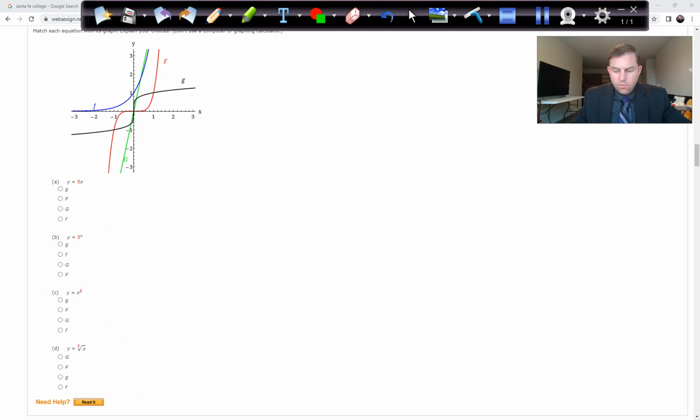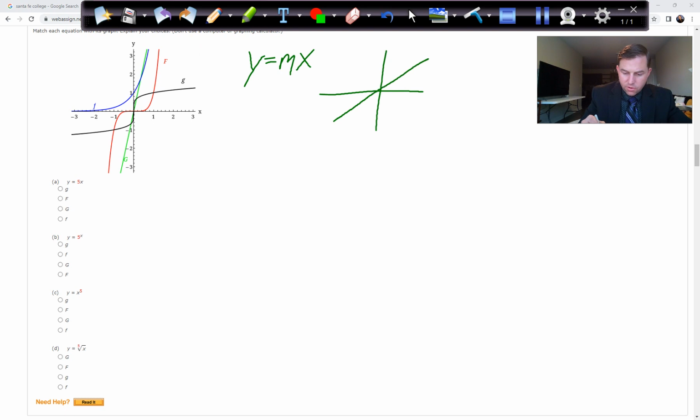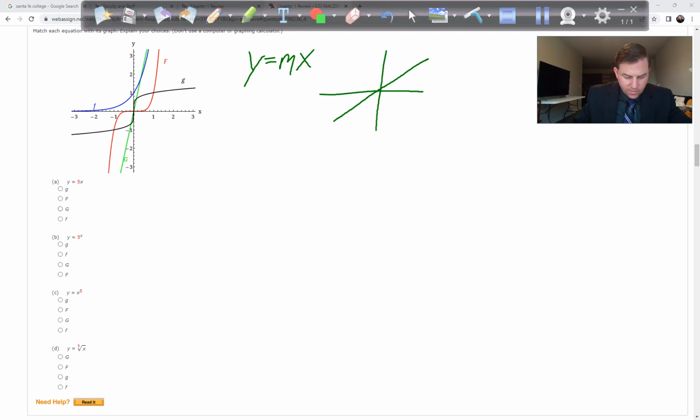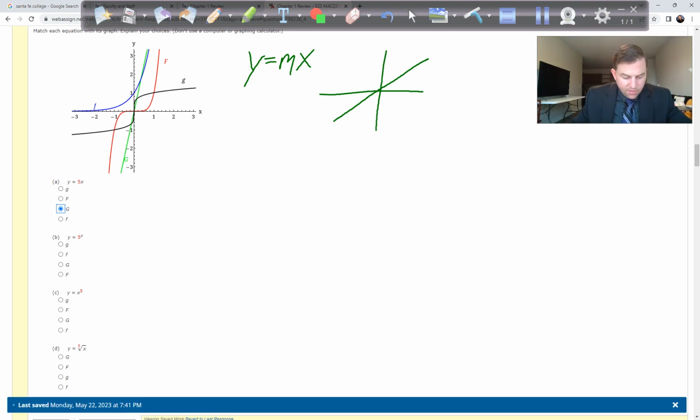All right, 6. In 6 we're going to want to review our basic functions. So if I have y equals some number in front of x, that's our classic straight line pattern that goes through the origin. So of all these lines, it's kind of hard to see, but it's going to be g. It's just a straight line that goes up through the origin, and in this case it has a slope of 5, so it goes 5 up, 1 to the right, 5 up, 1 to the right.